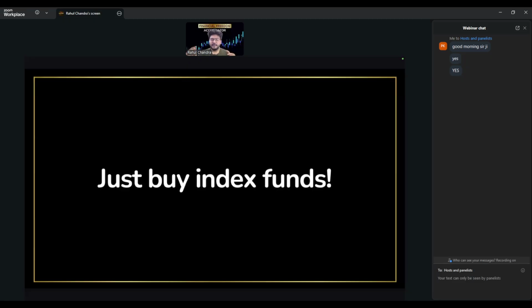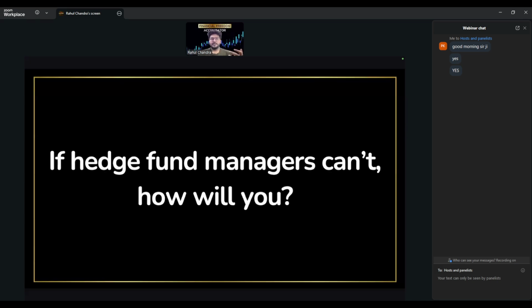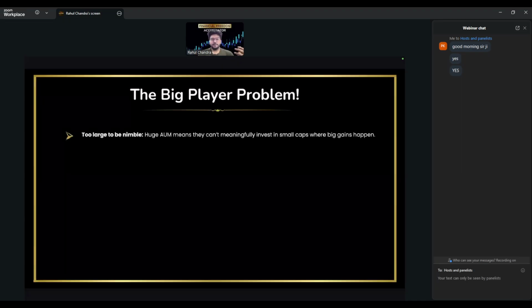That is a constraint. But going back again, all of you will have these questions. If hedge fund managers can't, how will you? Is that legitimate? Yes. Why are we teaching you all of this? Well, let me tell you what is the problem that these big players face. First and foremost, they are too large to be nimble.